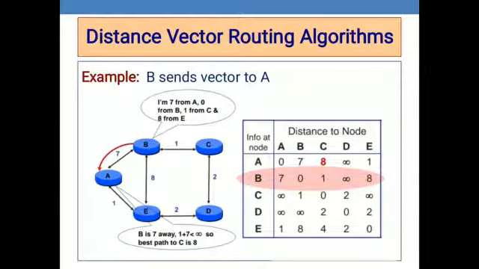Now here B sends vector to A. For example, the router B sends a vector to A. So here what are the main values? B to A, it is 7. B to B, it is 0, and B to C, it is 1. So B to C is a direct link, that is 1. B to D, there is no direct link, so we will put infinite value, and from B to E, it is 8. Now here B will update its information and sends a vector to A.